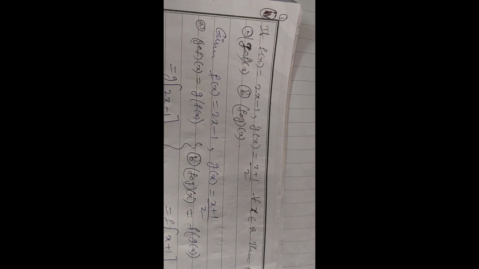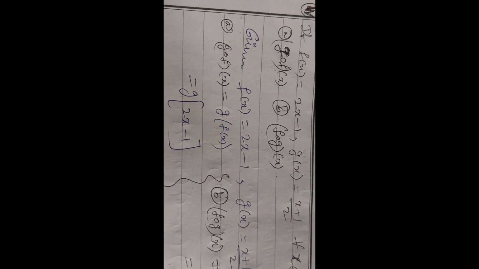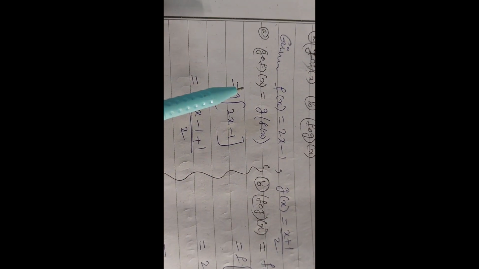Next question: if f of x is equal to 2x minus 1 and g of x is equal to x plus 1 by 2 for all x belongs to R, then find g circle f of x and f circle g of x. So here, given f of x and g of x, the first is f of g of x and also here g of f of x. So don't be confused here. Somewhat different is their calculation simplification.